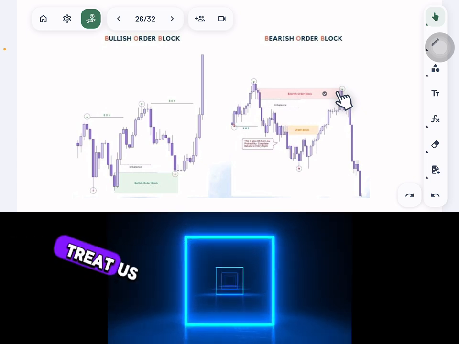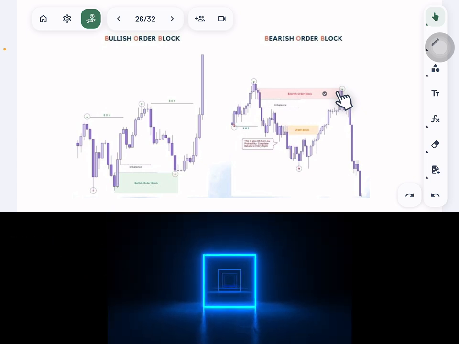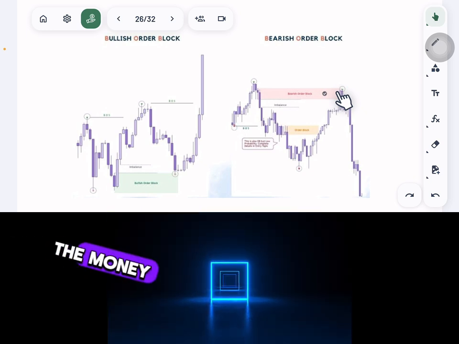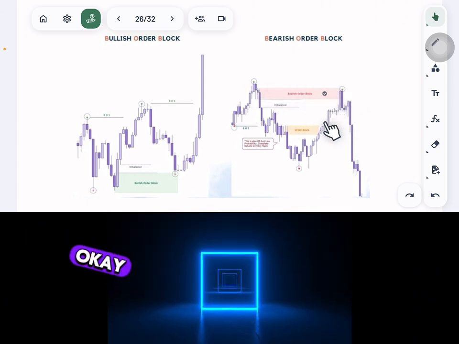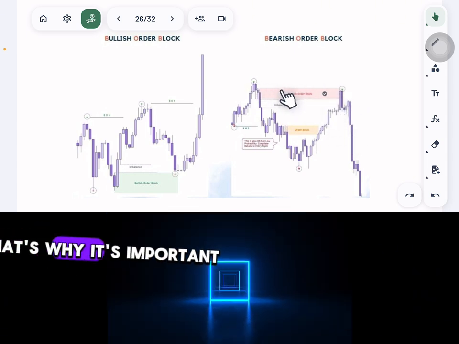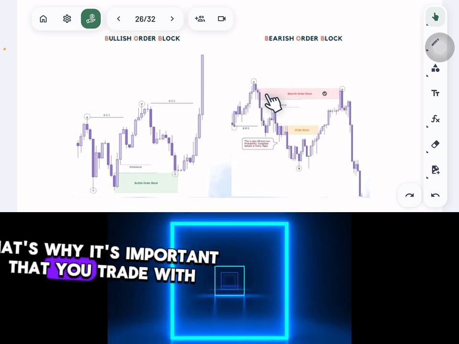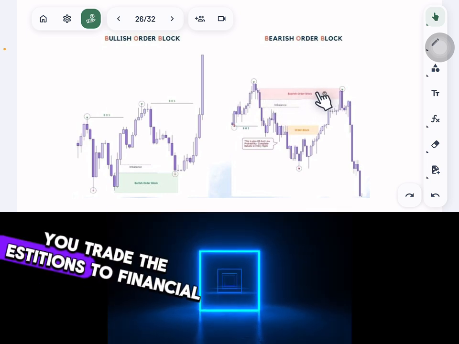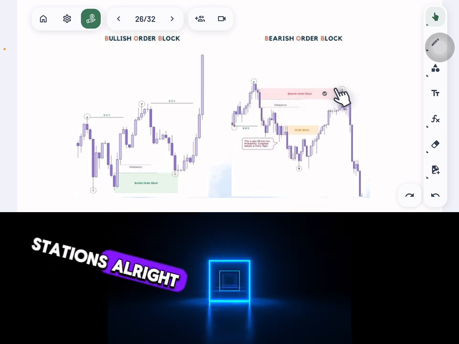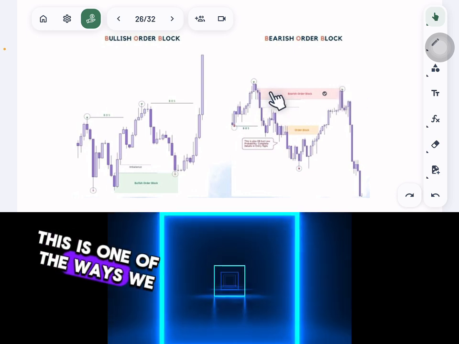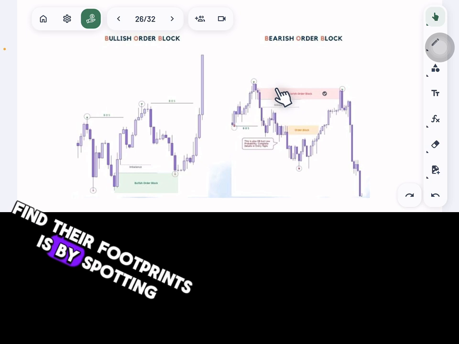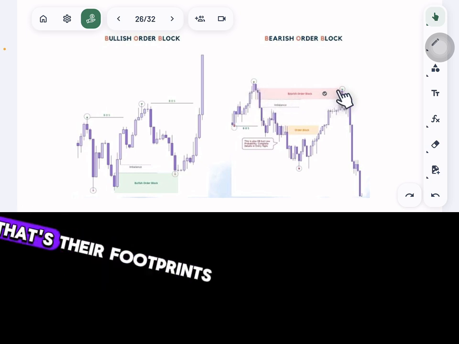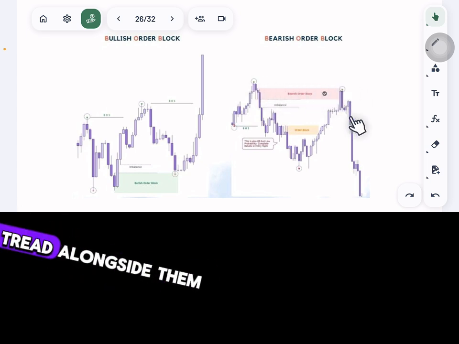Basically, we retail traders, the funds we have are not enough to move the markets. That's why it's important that you trade with the big banks, the institutions, the financial institutions. One of the ways we find their footprints is by spotting order blocks. That's their footprints, so you can trade alongside them.